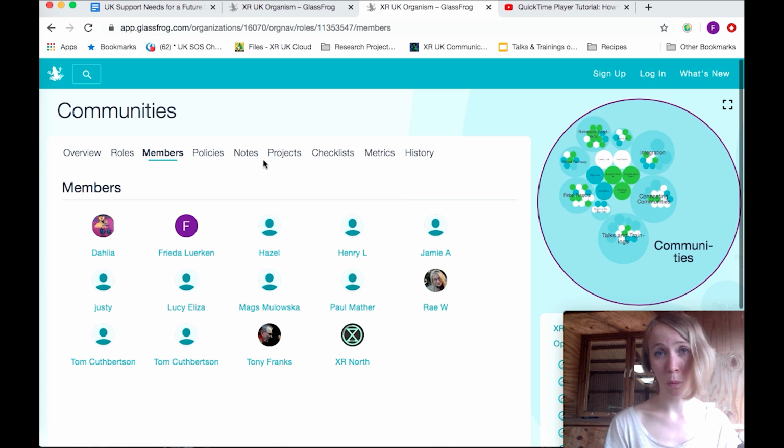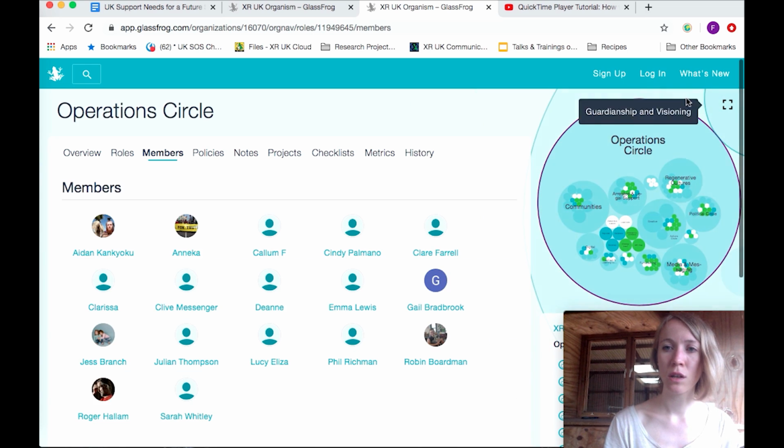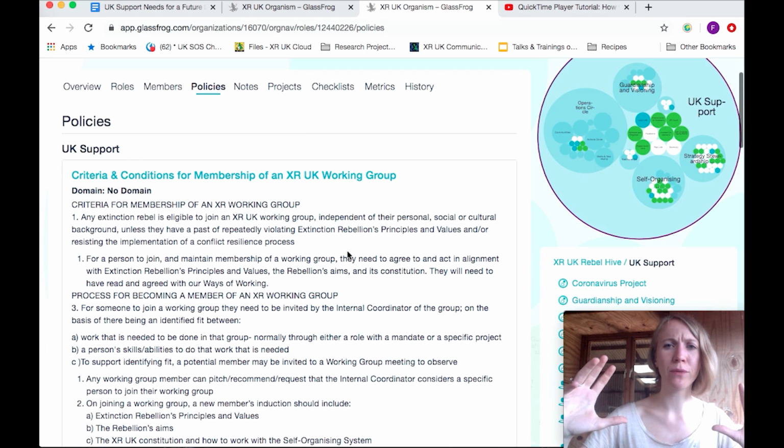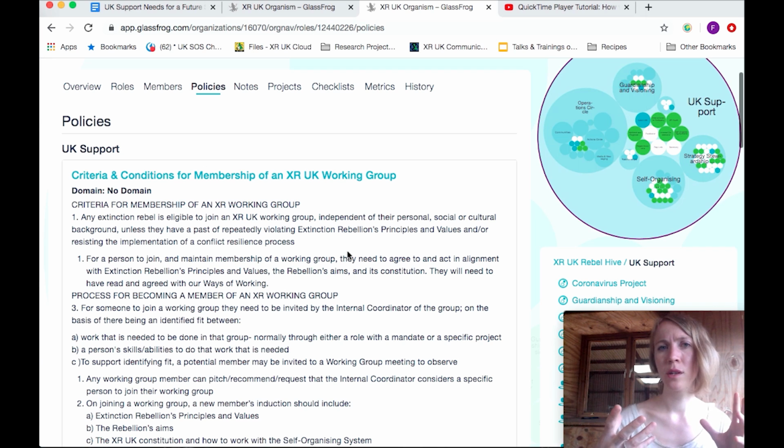Something that you might not be aware of, but that is also part of the organizational system, is that we can pass policies. I'll move back up to the UK support level because they have a couple of interesting policies. You might find them interesting because they might have effects on your team if your team is within UK support.